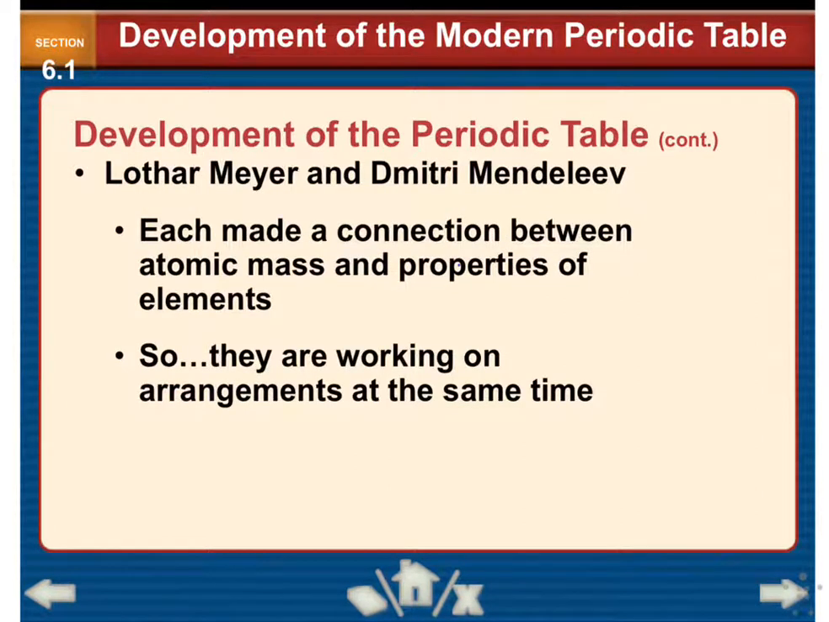So once Newlands was discredited for his idea, these two scientists started working on a new arrangement. Lothar Meyer and Dmitri Mendeleev were working on similar things. They had each made a connection between atomic mass and properties of elements. So they are working on the same exact arrangement at the same exact time, but not together. They were working separately, but towards the same goal. So in a way, it was a race to publish.